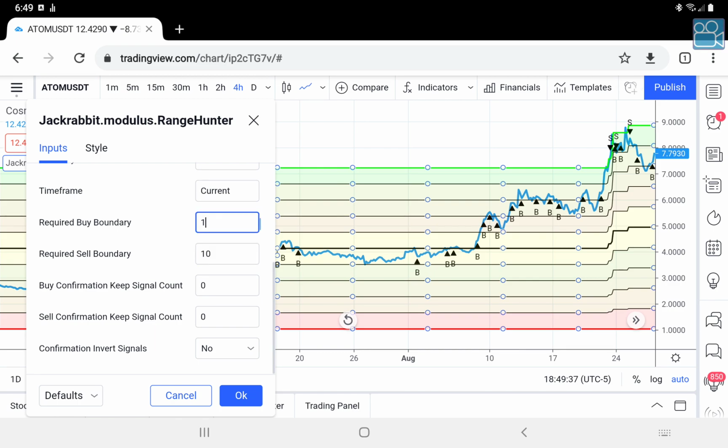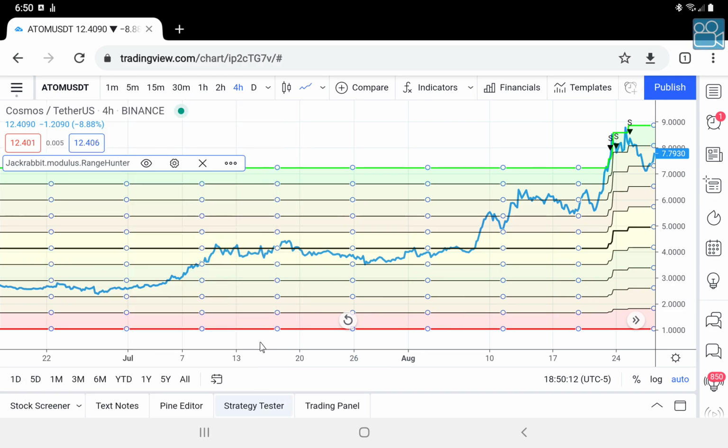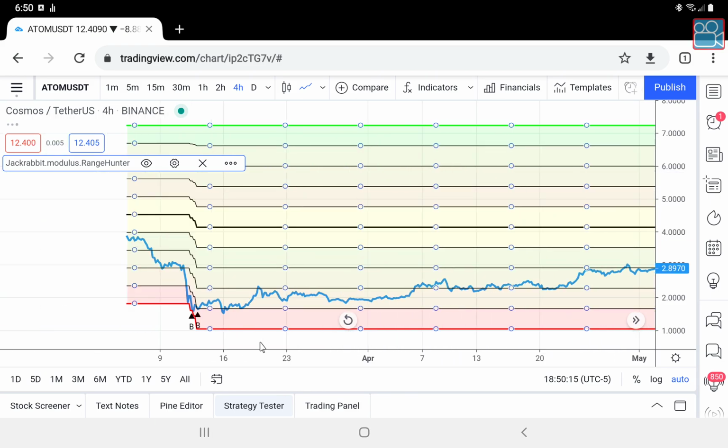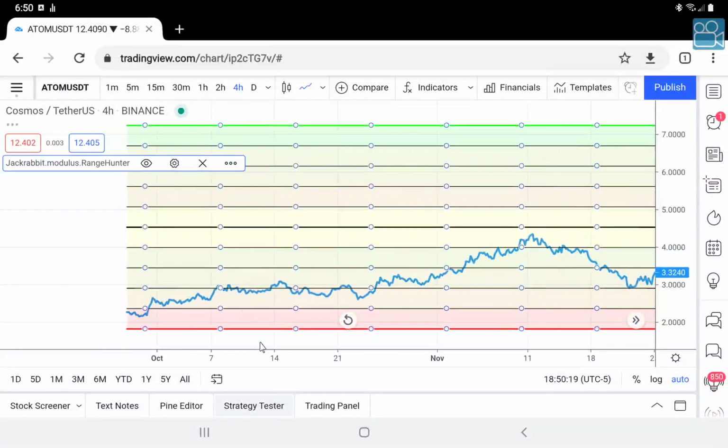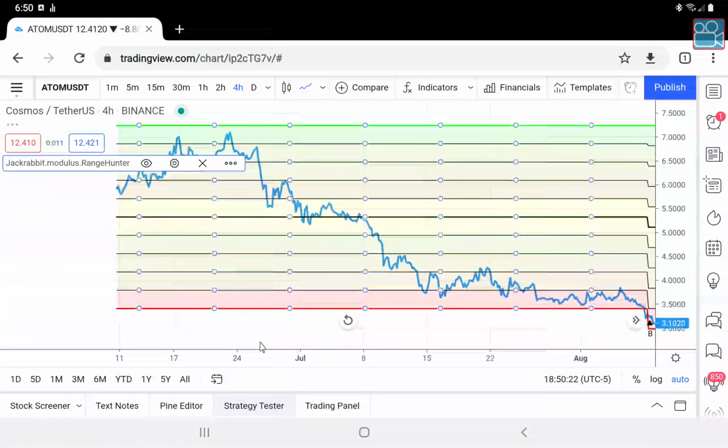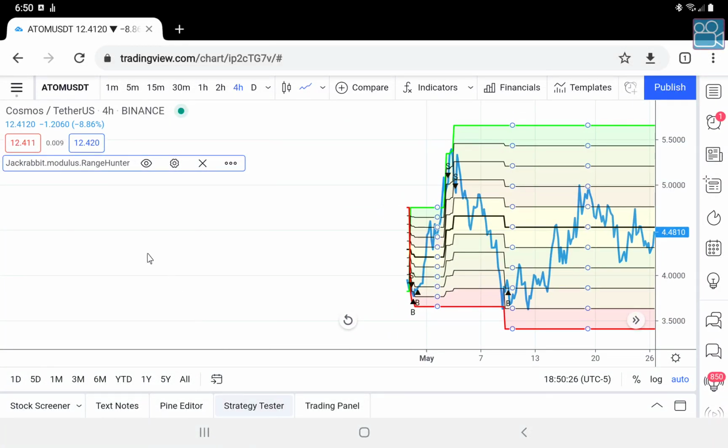Now for buying, boundary 1, boundary 2, boundary 3, boundary 4, boundary 5, boundary 6, 7, 8, 9, and 10. So the age of the asset plays a big role in how this chart is displayed. And as you can see, it can be quite interesting.